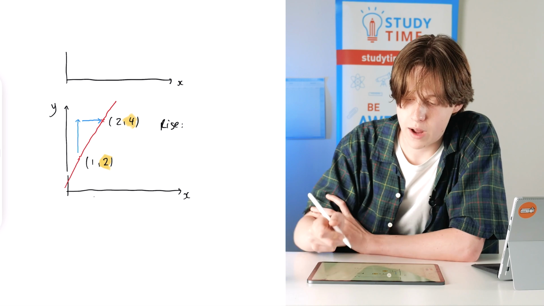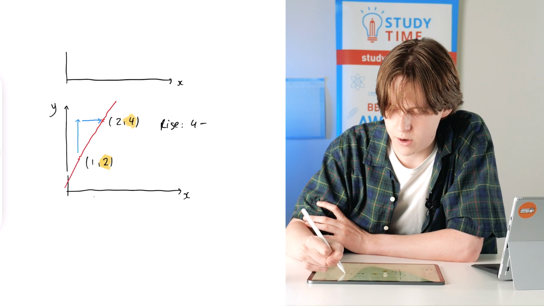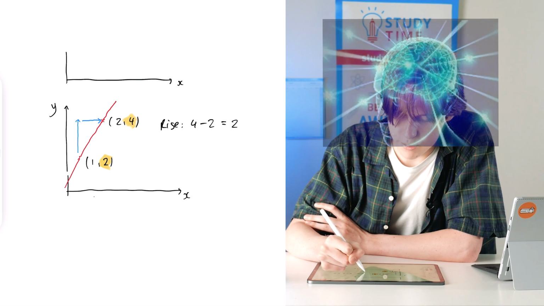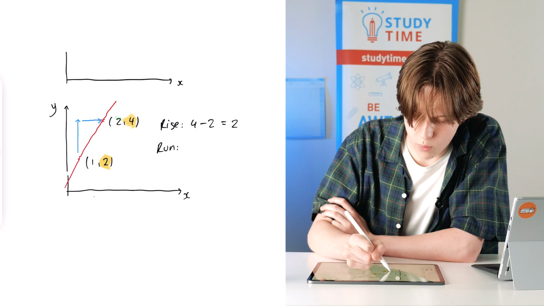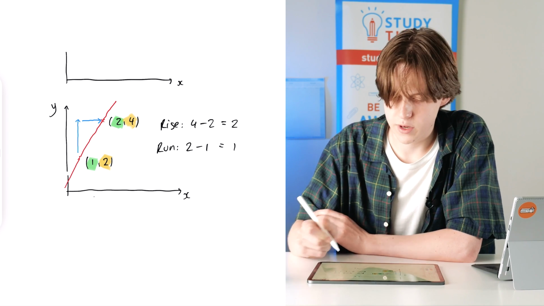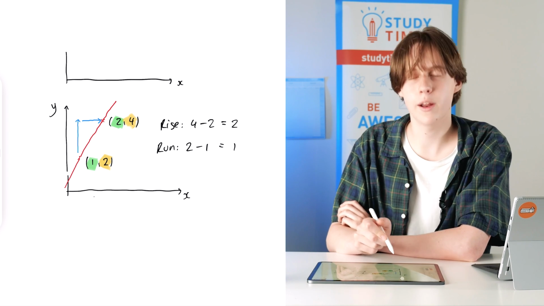And because 4 comes after 2, we do it first, so we go like that. 4 minus 2, of course, is 2. Now we have the run. It's going from, well, 1 to 2. 2 minus 1, we say, is the difference, is 1. So we run along 1 and we go up 2.